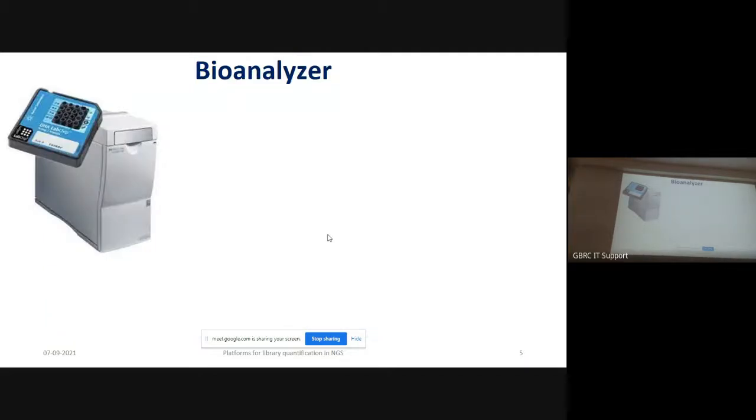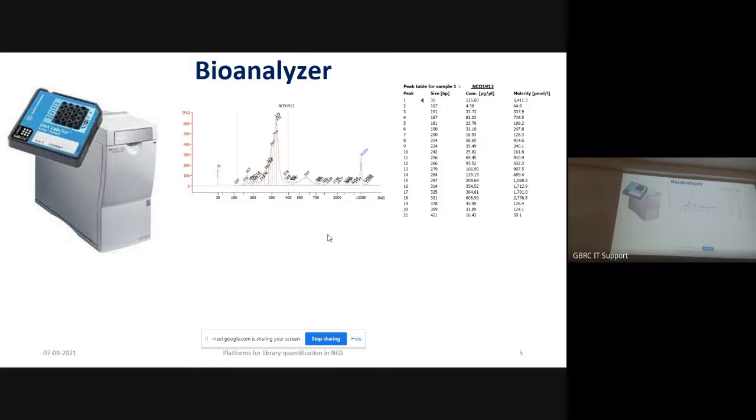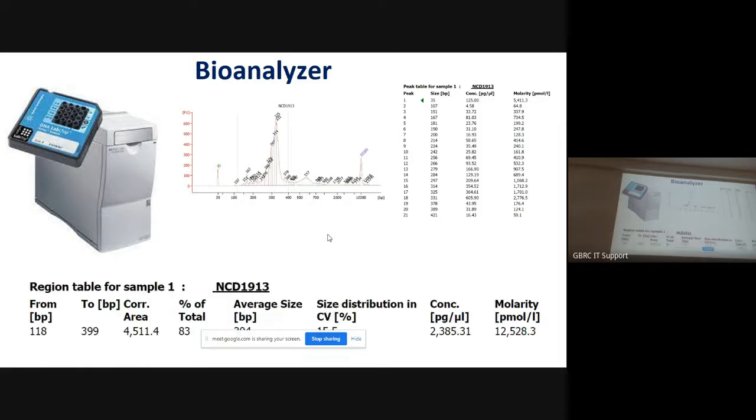Second is the Bioanalyzer. We use the Bioanalyzer for the quality, to see the profile of the library. But simultaneously, the Bioanalyzer will also give the concentration of each peak available in the electropherogram. In a summary, it will also give you the average base pair size of your library and the concentration in terms of picogram per microliter.